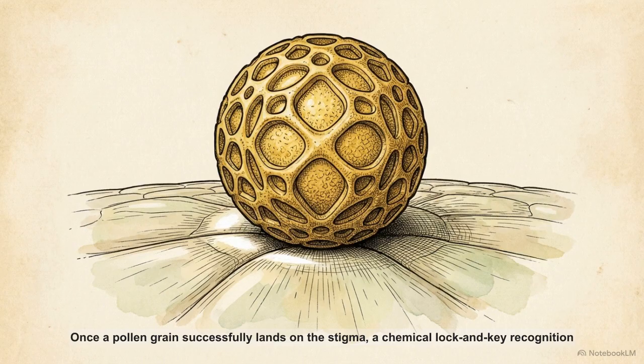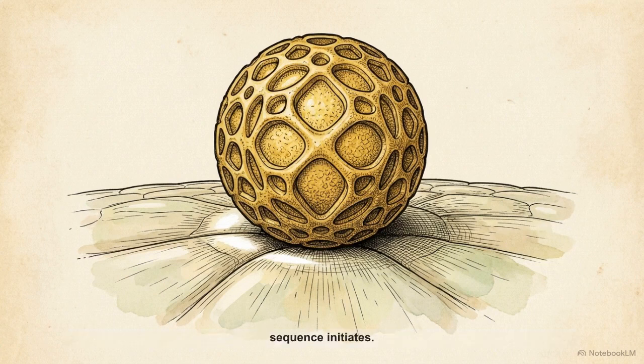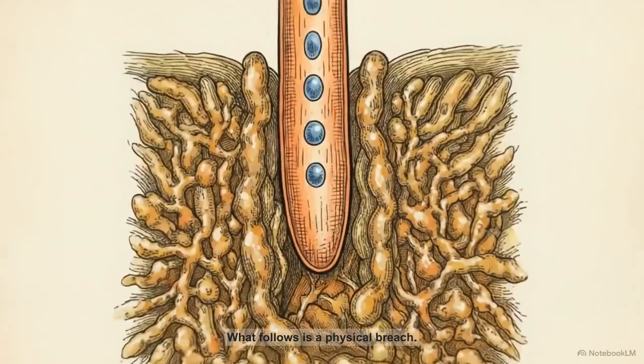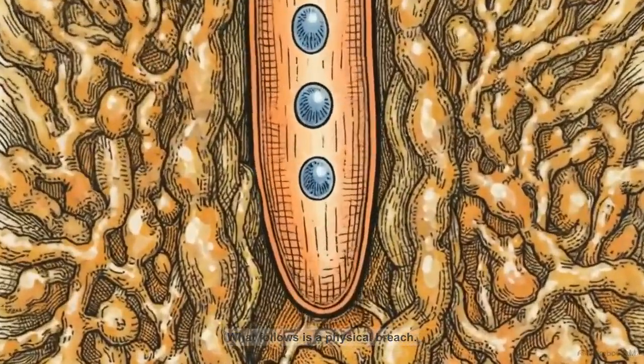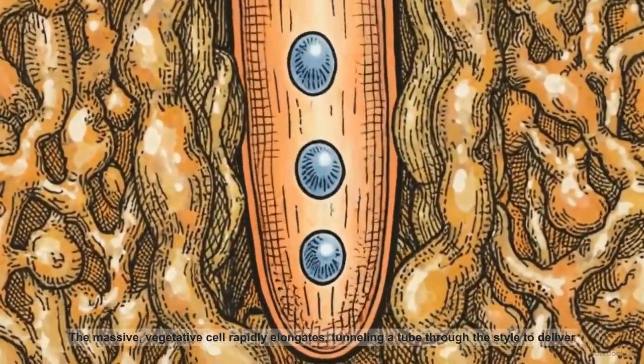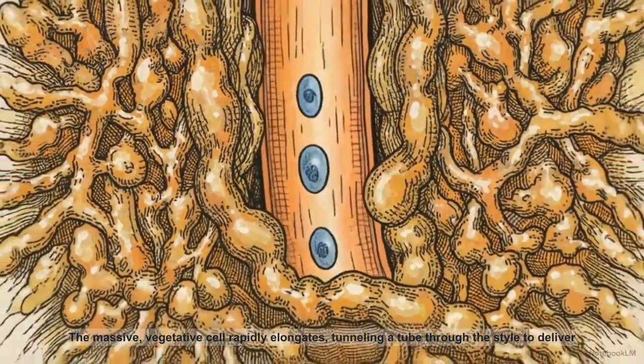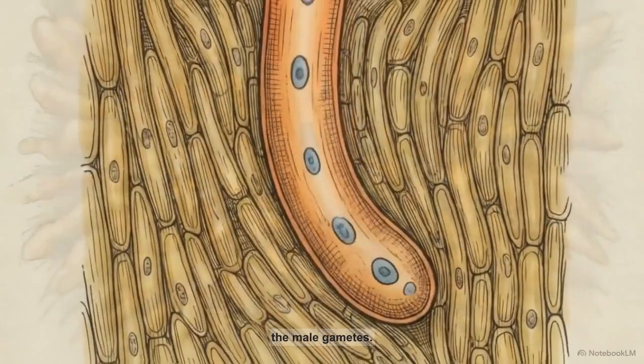Once a pollen grain successfully lands on the stigma, a chemical lock-and-key recognition sequence initiates. If the proteins match, the pollen grain is activated. What follows is a physical breach. The massive vegetative cell rapidly elongates, tunneling a tube through the style to deliver the male gametes.